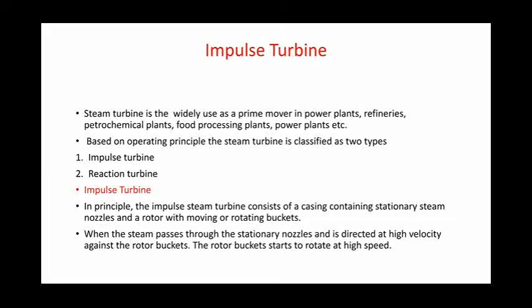In principle, the impulse steam turbine consists of a casing containing stationary steam nozzles and a rotor with moving or rotating buckets. When the steam passes through the stationary nozzle and is directed at high velocity against the rotor buckets, the rotor starts to rotate at high speed.